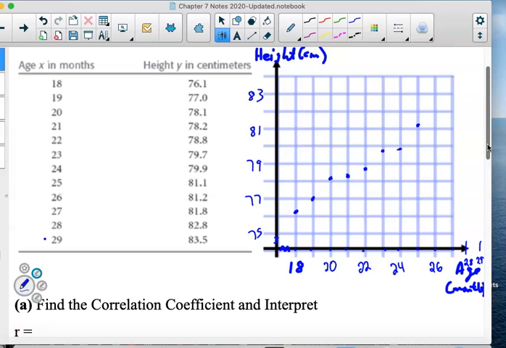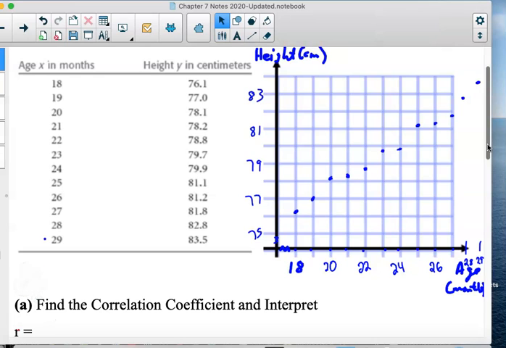So it jumps up here a little bit. 26 is going to be at 81.2, so we barely tell the difference. 27 is going to be at 81.8. And then 28 is out at 82.8. And 29 is up at 83.5. So if you need to hit pause to kind of catch up on getting the dots on there, go right ahead. But you can see, man, they're pretty much right in a straight line almost. That's a very strong relationship, okay?